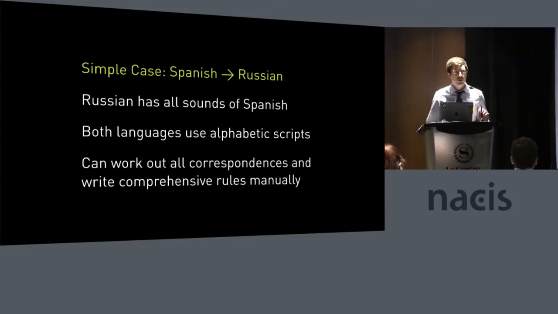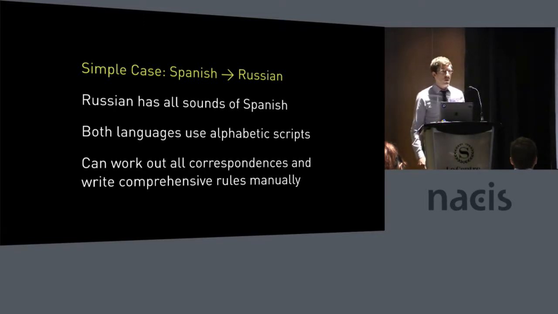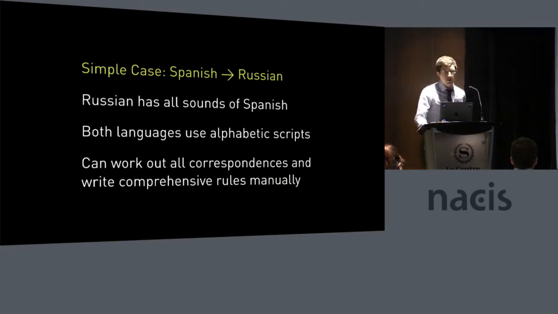So let's talk about a simple case first, which would be transliterating names in, I'm assuming, Mexican Spanish to Russian. So this is an easier case because Russian has all the sounds of Mexican Spanish, and both languages use alphabetic scripts. And so we can work out all the correspondences and write comprehensive rules manually. And that's been done in the past, actually. Not by us, but by other companies.